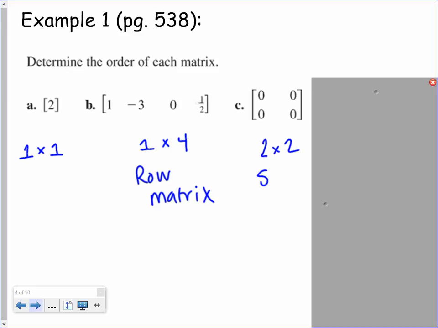This matrix also has a special name. It's called a square matrix. Anytime you have the same number of rows and columns, it would be square. So 5 by 5, 20 by 20 are square matrices.